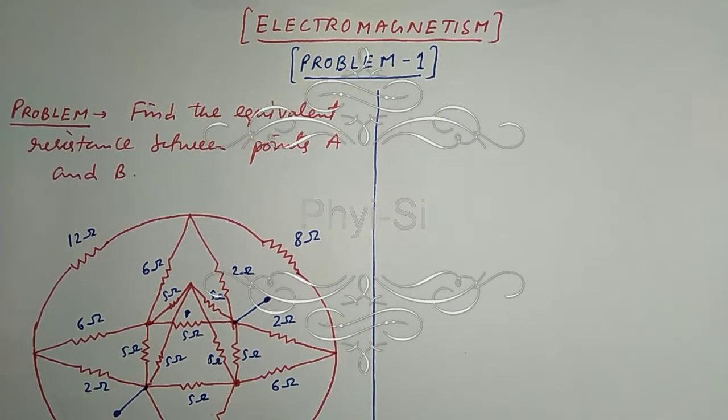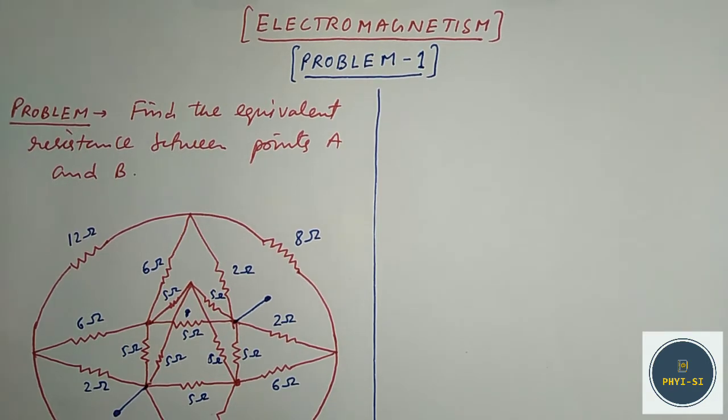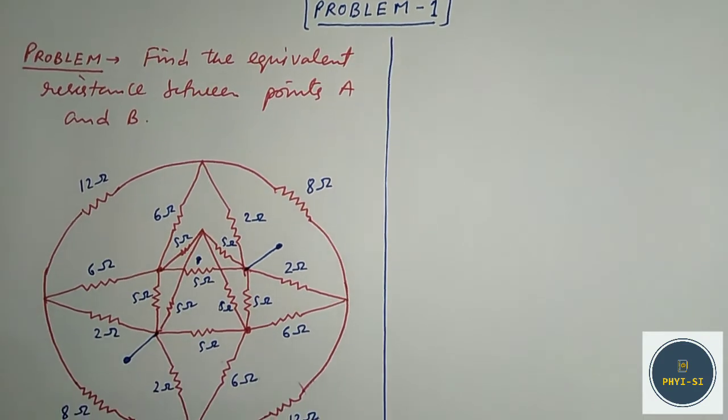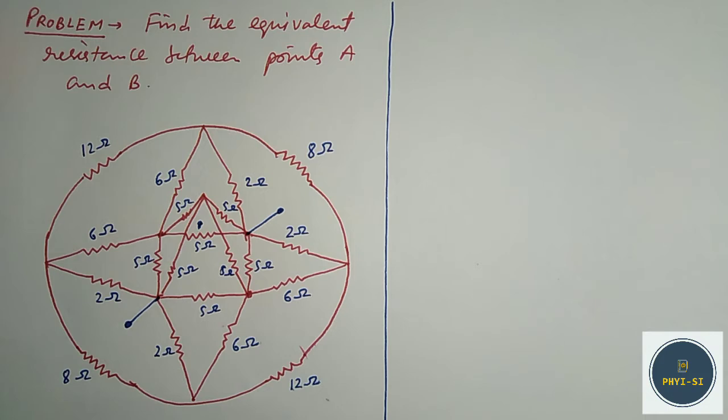Today we are going to start a new series on electromagnetism, and in this particular series we will deal with some difficult and some very different problems on electromagnetism. Okay, so in this first problem we have to find the equivalent resistance between the points A and B for this particular network of resistors.